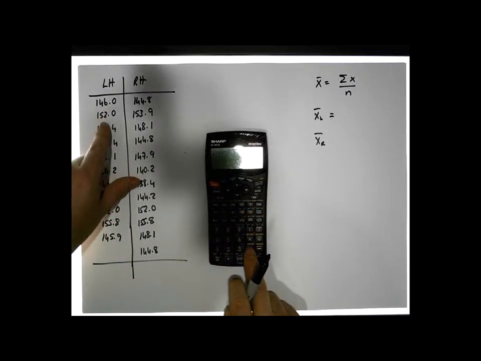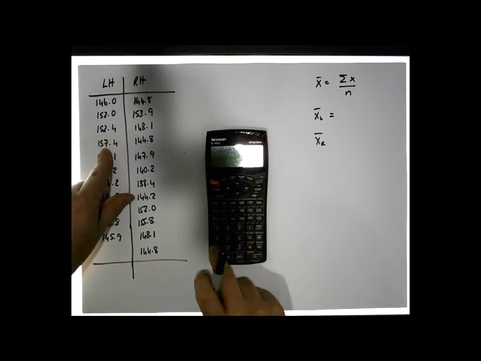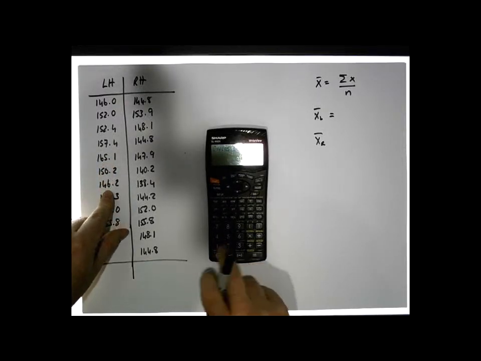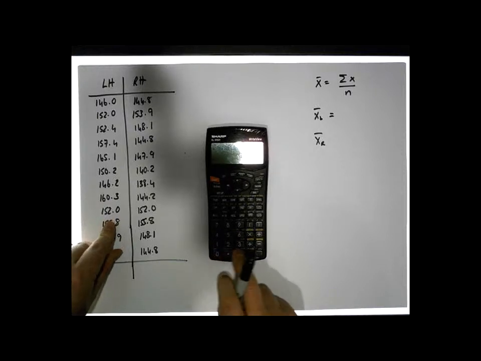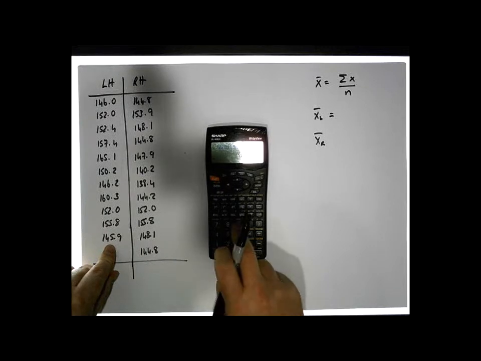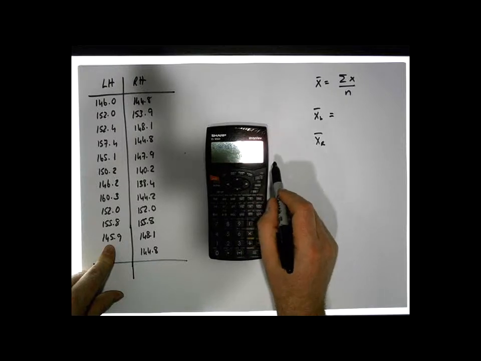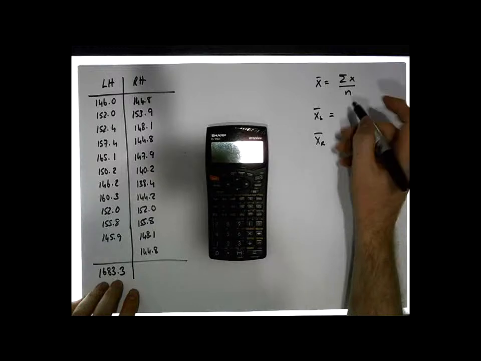So we have 146 plus 152 plus 152.4 plus 157.4 plus 165.1 plus 150.2 plus 146.2 plus 160.3 plus 152.0 plus 155.8 plus 145.9 gives us a total summation of 1683.3. So 1683.3, that's going to be my sigma x.